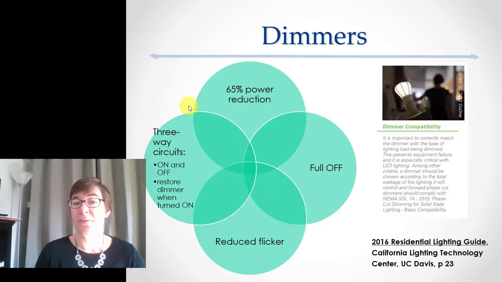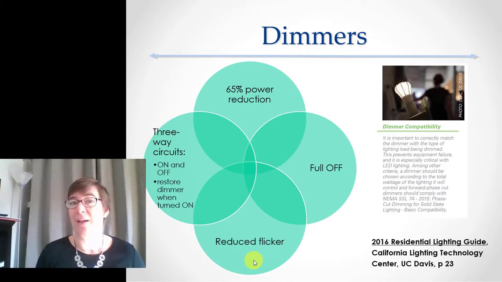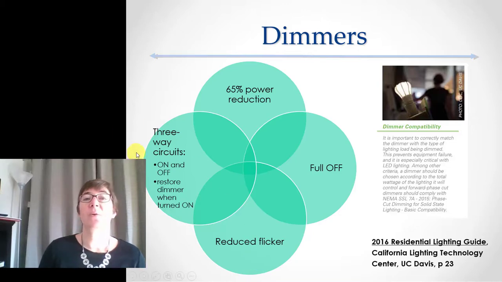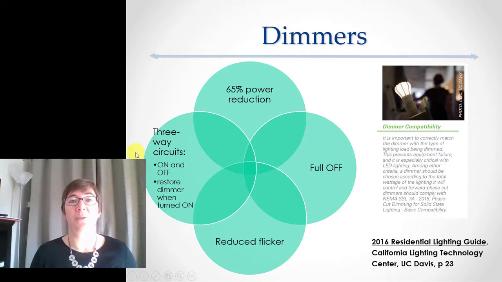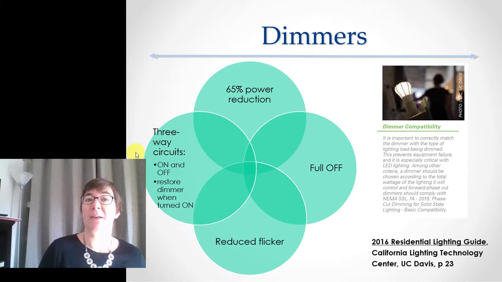Moving on to dimmers. It's required that dimmers provide at least a 65% power reduction. It's required that dimmers also include a full off setting. There are some requirements for reduced flicker. So dimmer switches and dimmer controls have gotten better over the years. And finally, it's required that you provide three-way circuits. Your light can be on, your light can be off, or it can be dimmed.